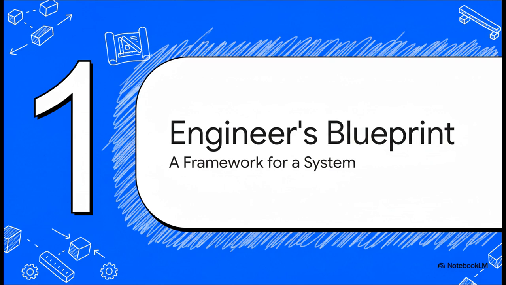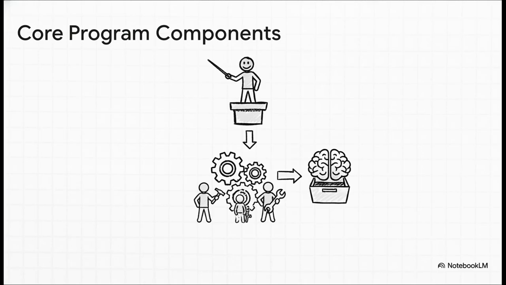All right, first up, the engineer's blueprint. Look, to really get a handle on this system, we are not going to go line by line. That's just a recipe for getting lost. Instead, we're going to think like an engineer and map out its architecture. And what you'll see is that it really just boils down to 3 main parts.